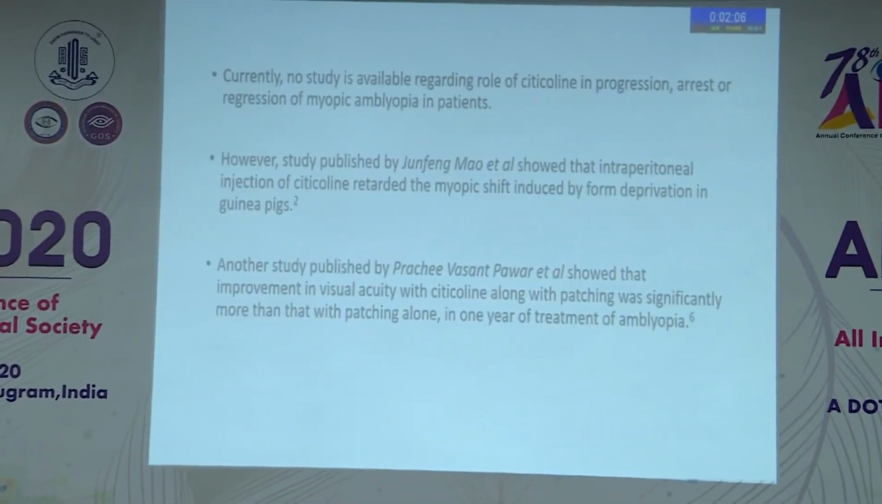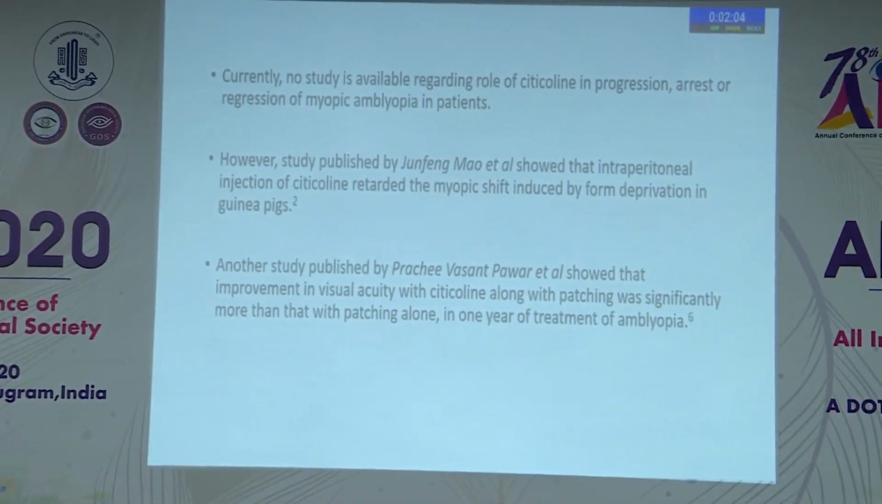Currently, no study is available regarding the role of citicoline in progression, arrest, or regression of myopic amblyopia in patients. However, a study published by Zhang Fen Mao et al. showed that intraperitoneal injection of citicoline retarded the myopic shift induced by form deprivation in guinea pigs. Another study published by Prachi Vasant Pawar et al.